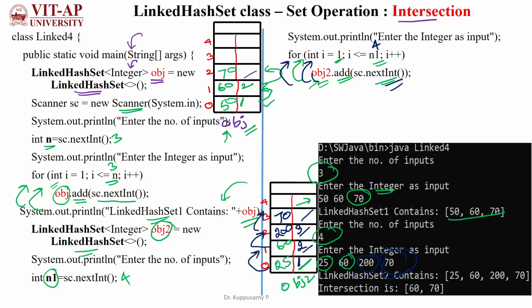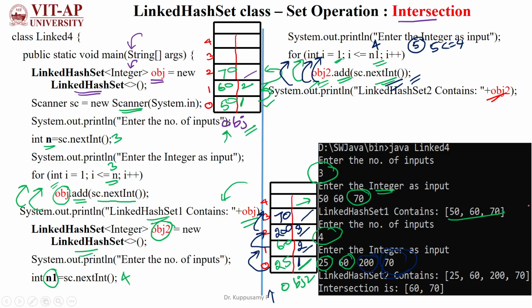Now again the for loop is going to repeat, but this time i is 5. So 5 less than or equal to 4 is false. Then it will come out of the for loop. Now obj2 has 25, 60, 200 and 70. After this, the next statement is just displaying the values of obj2. What are the values available here? These values: 25, 60, 200, 70.